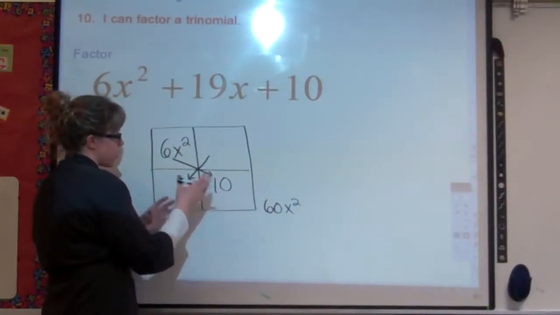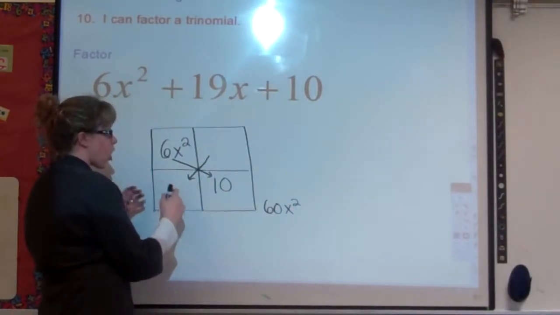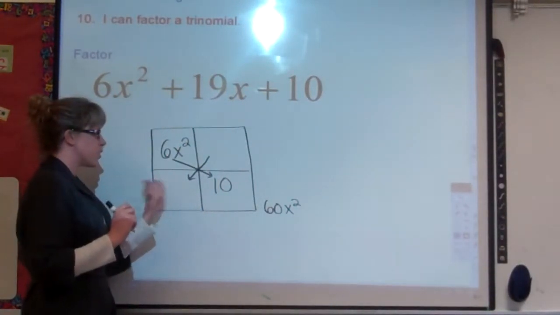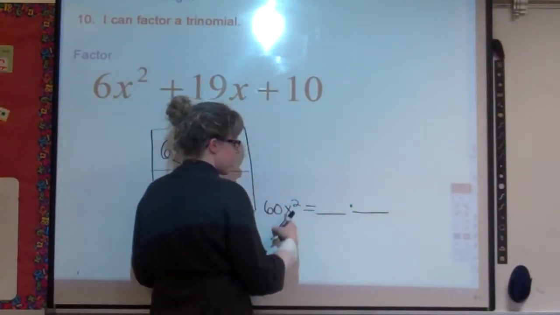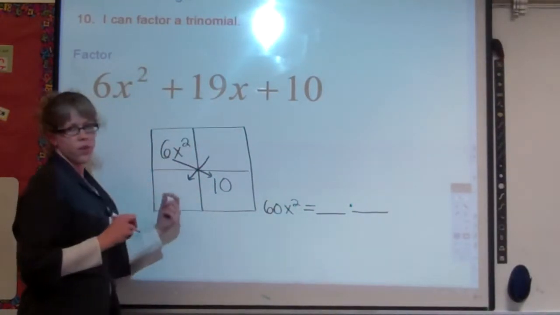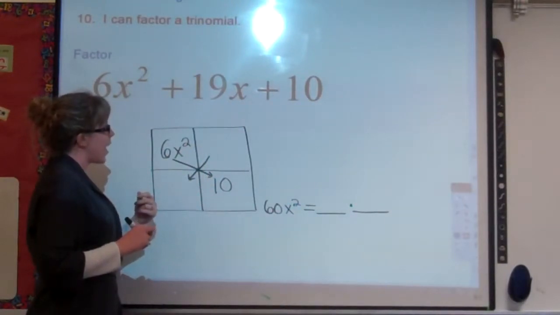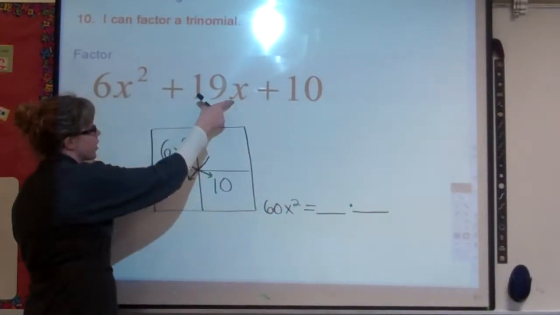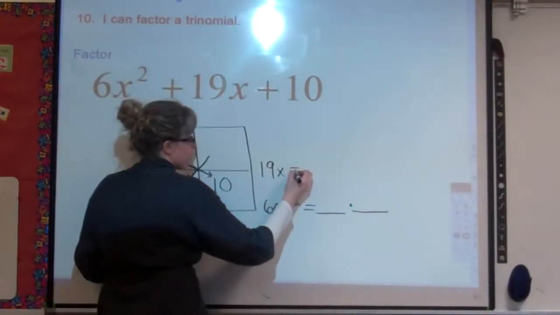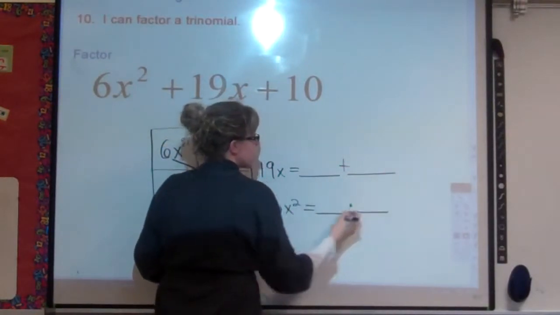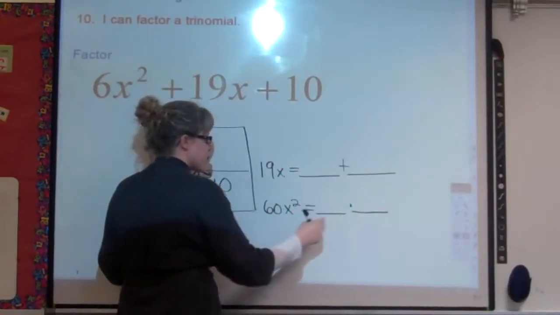But we can't do that unless we have some limitations. So these two, whatever they are, are also going to multiply to be 60x squared. So I just like to write that down. Blank times blank equals 60x squared. Furthermore, we know that the two blank boxes, when I add them together, are going to get 19x, because that's my middle term. So the two blank boxes will multiply to give me 60x squared, and they add to give me 19x.